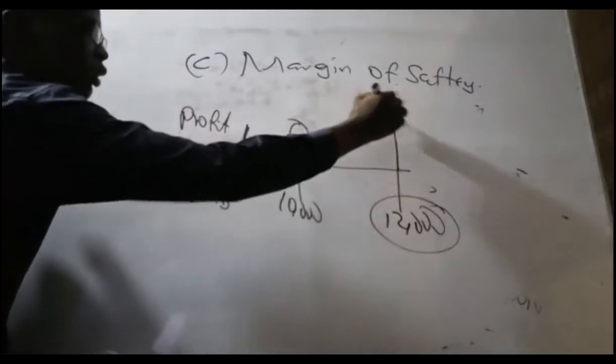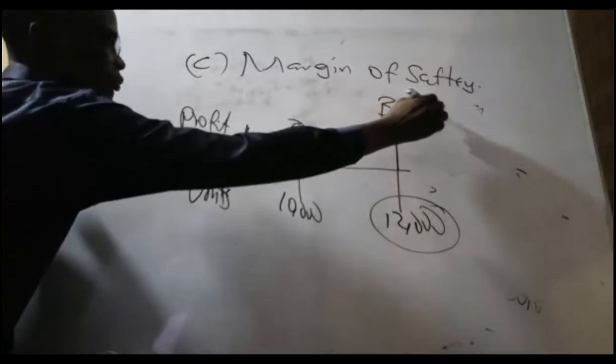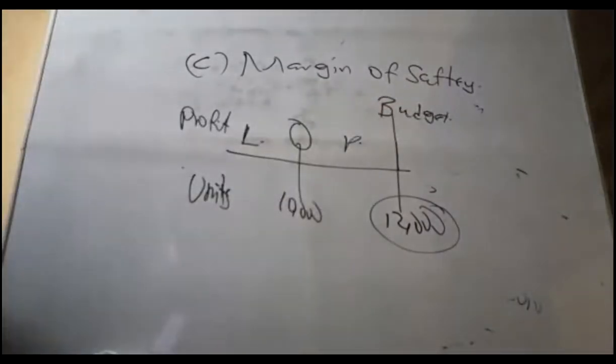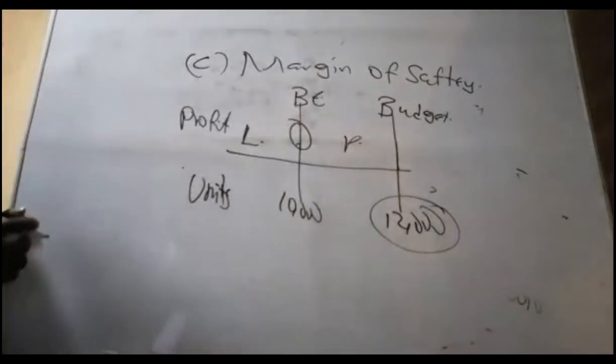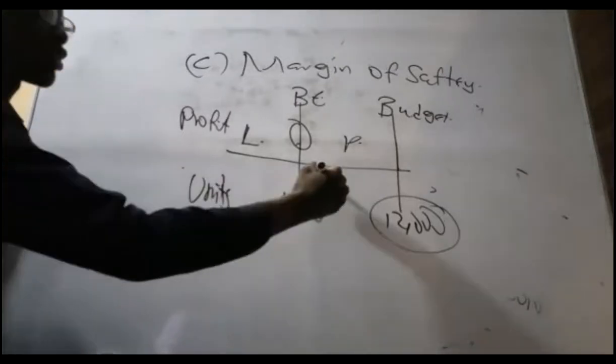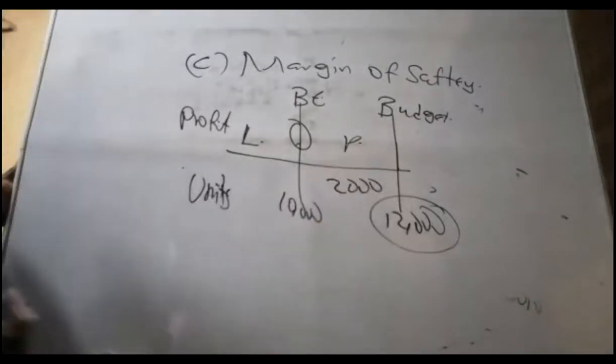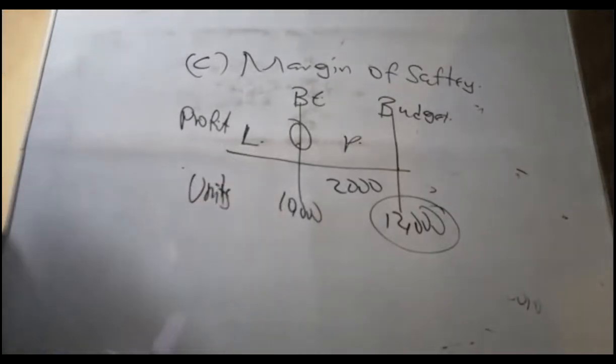This you call the budget. And this side is the break even. So you've added 2,000 units. We call it the margin of safety. You added 2,000 in addition to the break-even unit of 10,000. So the 2,000 that you've added is called the margin of safety. In the event where something else happens, you can still break even and you are fine.